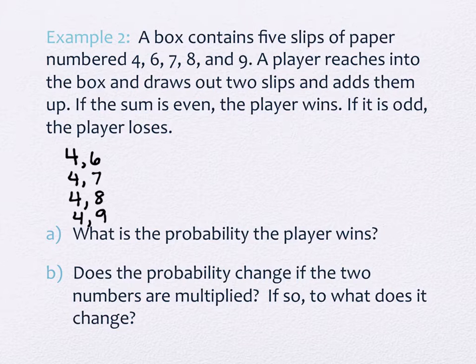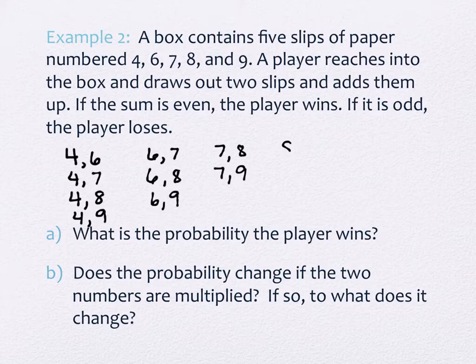So now I will go on to the 6, and I don't need to write 6 and 4 because I've already included that possibility. So I could do a 6 and a 7, or 6 and 8, or 6 and 9, and you notice there's 1 fewer than there were before because we don't have the listing of the 4. So now I'm not going to list 4s or 6s, so I can do 7 and 8 or 9, and my last option is 8 and 9. So these are all of the possibilities.